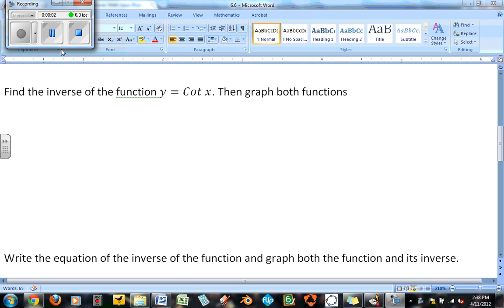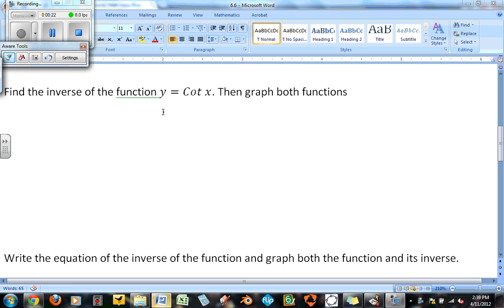Section 6.6 is more graphing inverses. We did this in the last section as well. All right, so the directions say find the inverse of the function y equals cotangent x, then graph both of the functions. Well, we know to find the inverse of a function, we switch the x's and the y's, and then we solve for y again, get y by itself.